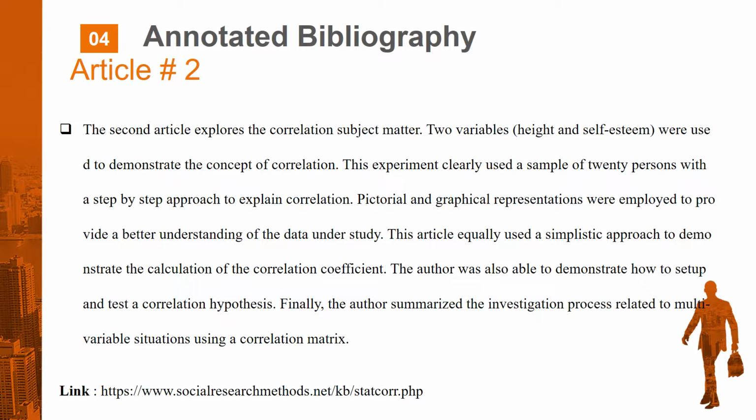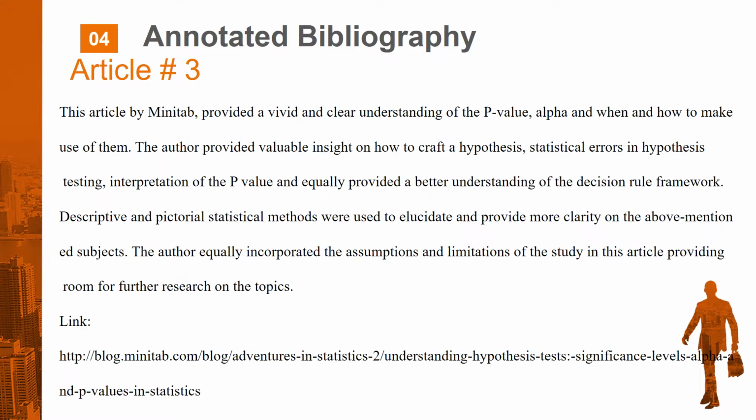And finally, another observation here is the author actually summarized the investigation process related to multi-variable situations. So we saw the use of the correlation matrix and how you can have 10 variables, but we can establish over 100 correlations between those 10 variables. We also have the link here. Let's move to our final article, which is the third article.